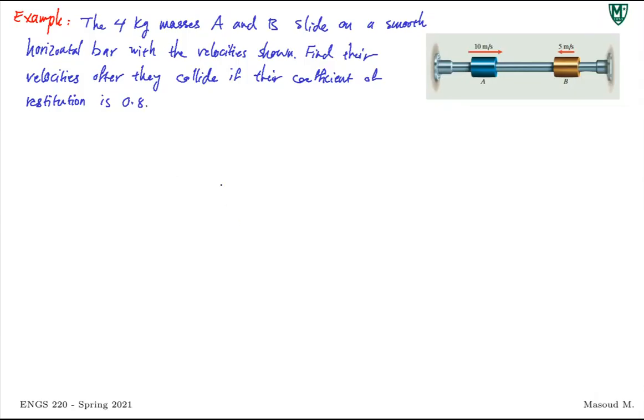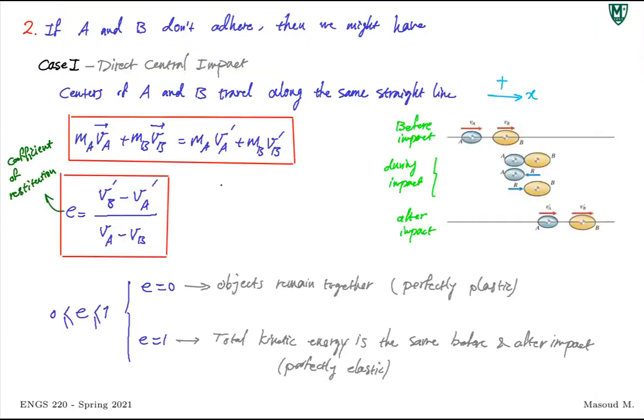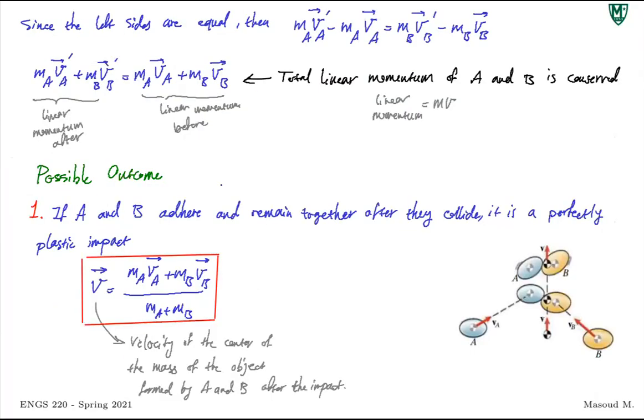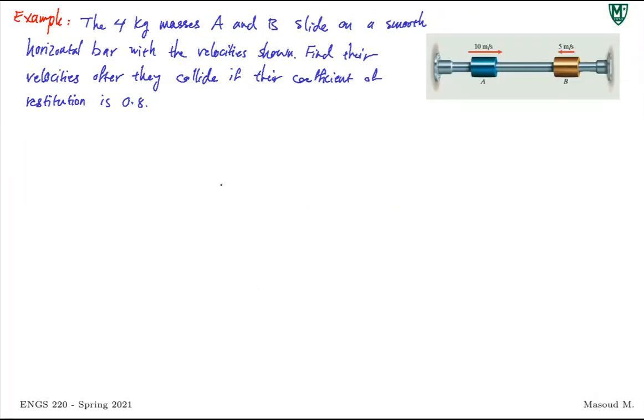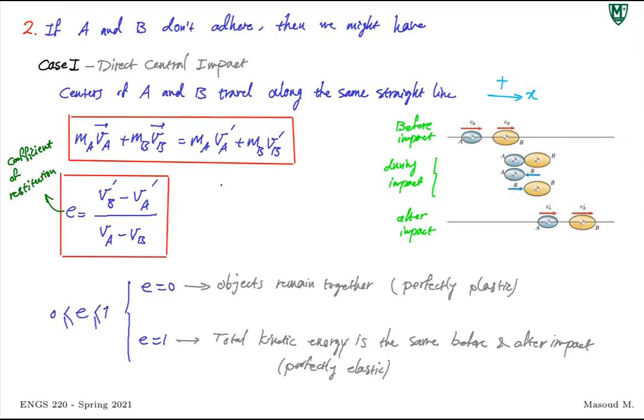Now, this is outcome 2, case 1. We have direct central impact. Two objects traveling along the same straight line. We know their velocities before impact. We know the coefficient of restitution between these two for this impact. We want to find out their velocities after the impact. So we have two equations and two unknowns. Pretty straightforward. We just write down those equations.